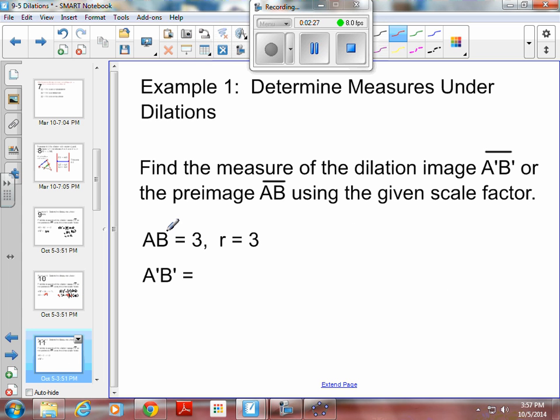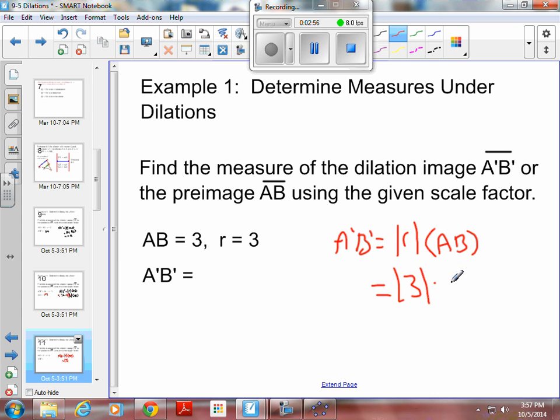Okay, so here's another one where it gives me AB. So AB is 3 and my scale factor is 3. So my A prime B prime is equal to the absolute value of my scale factor times the distance from A to B. So that means the distance of my image, the length of my image, is going to be equal to the absolute value of 3 times the AB, and AB is 3. And absolute value of 3 times 3 is 9. So the length of my image is going to be 9 units long.